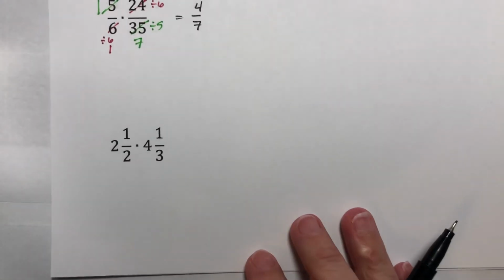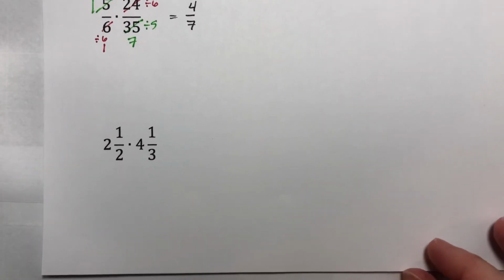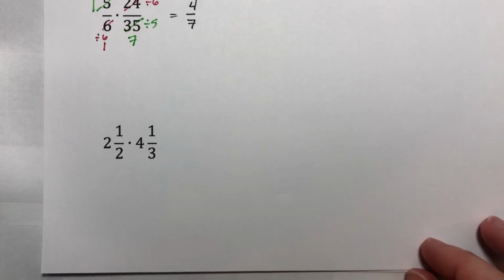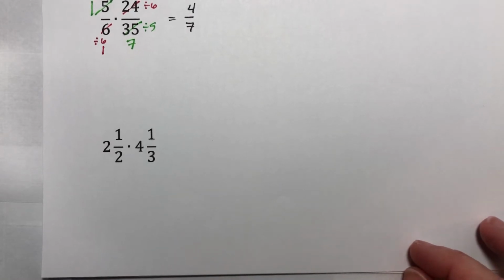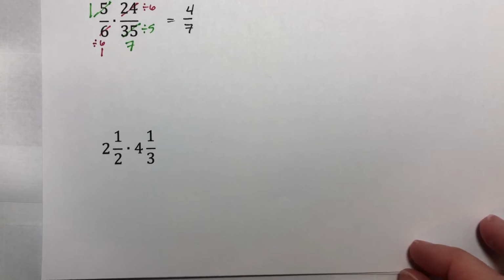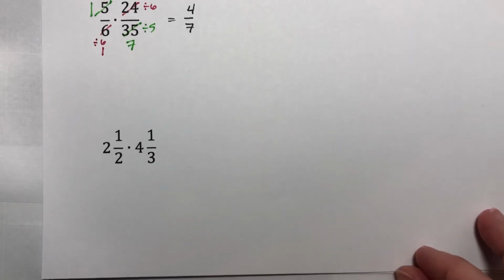Okay, so let's look at multiplying mixed numbers. I know that there is a method for multiplying these as they are. I can also tell you that virtually nobody uses it. So what we do is we want to convert these to improper fractions and then multiply.